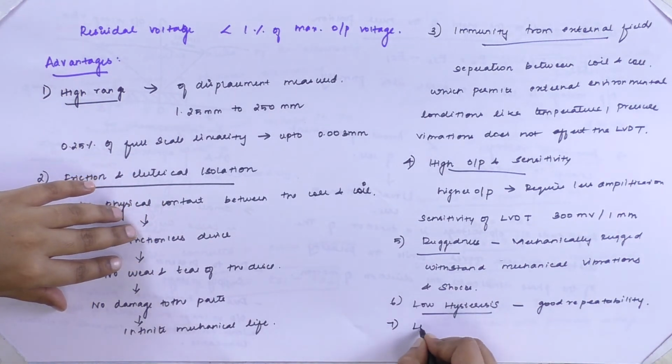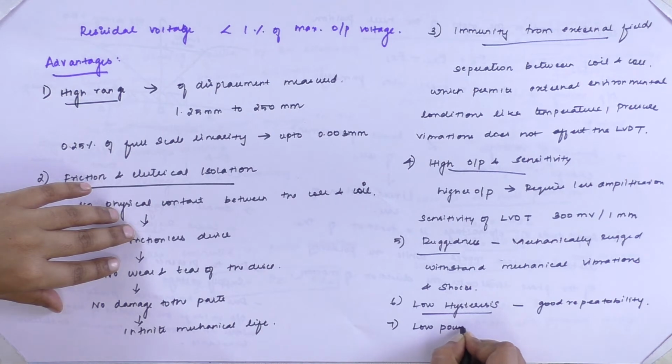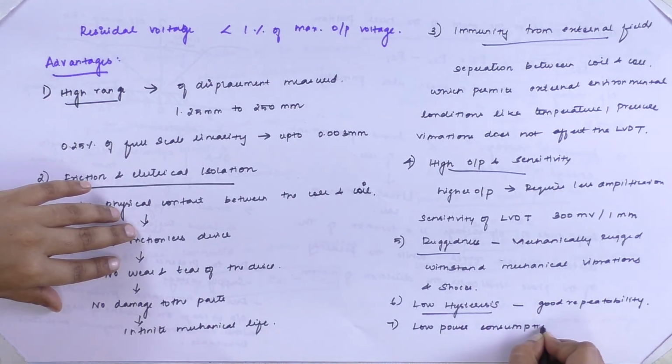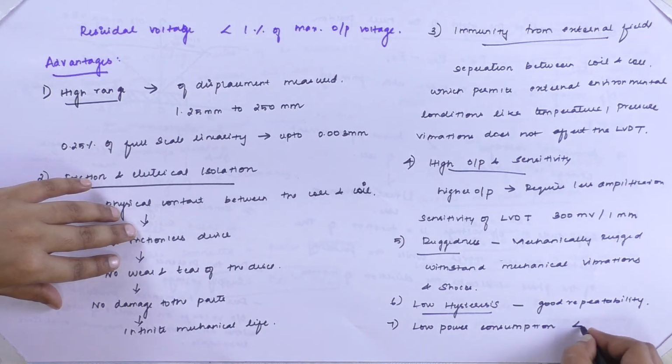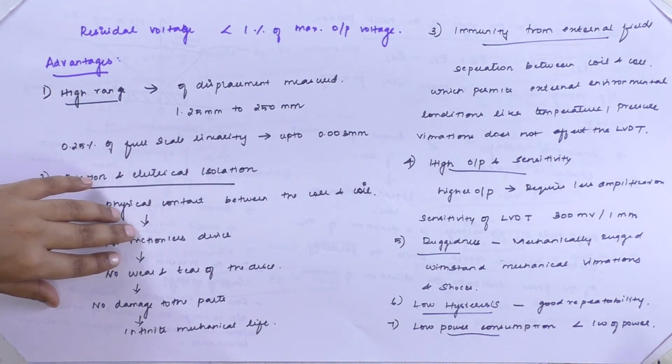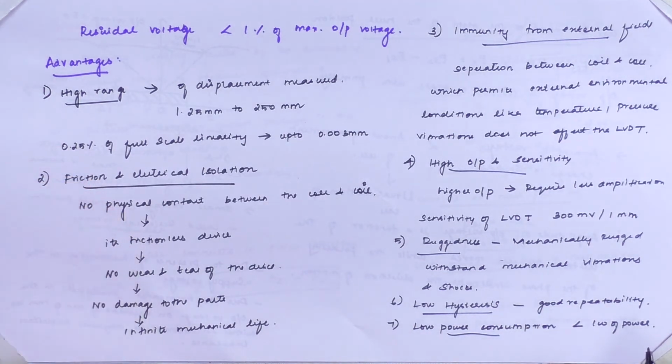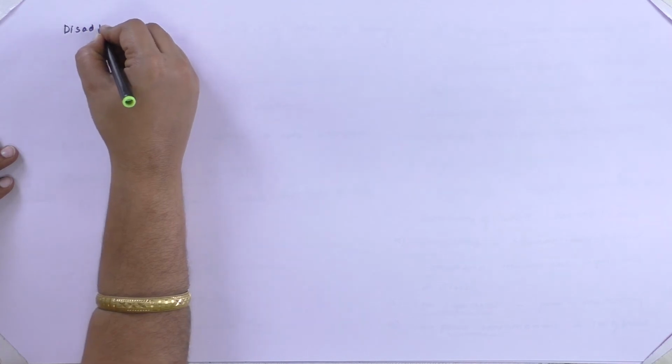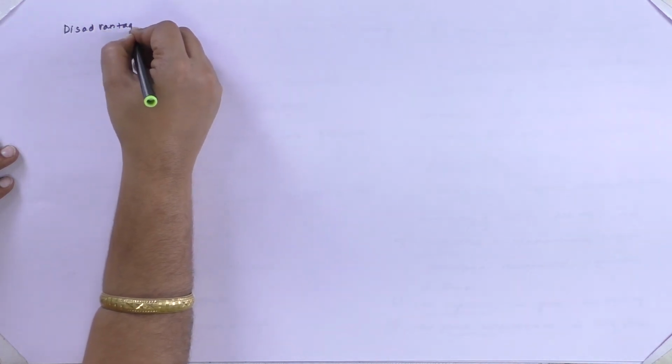And the seventh one is low power consumption. It consumes less than 1 watt of power for its operation. So the consumption of power is low in case of LVDT. Now we will see the disadvantages of LVDT.